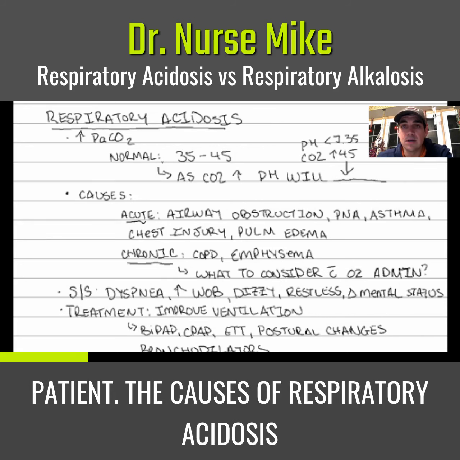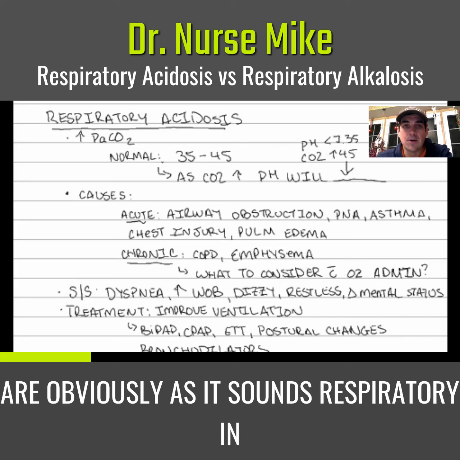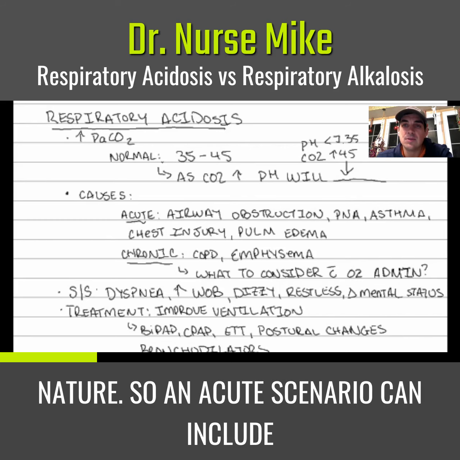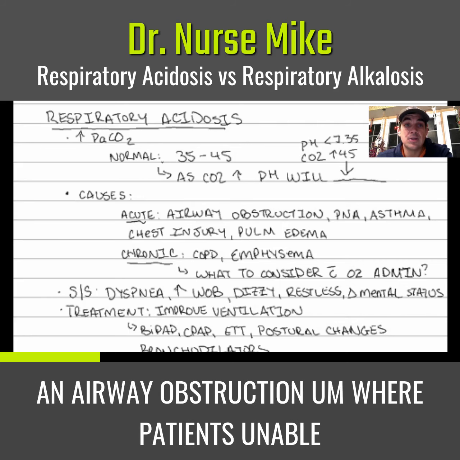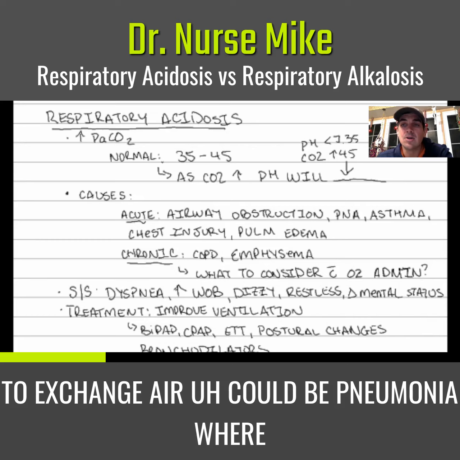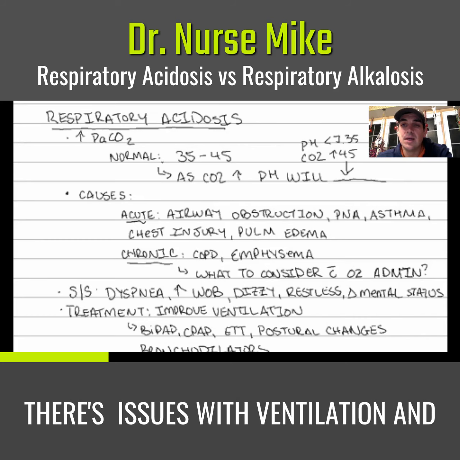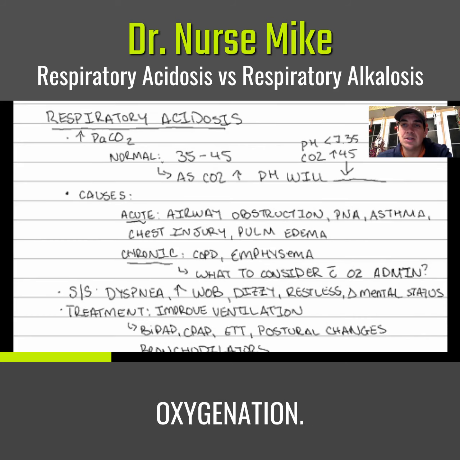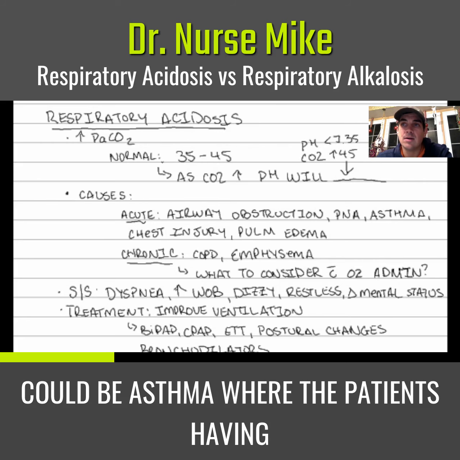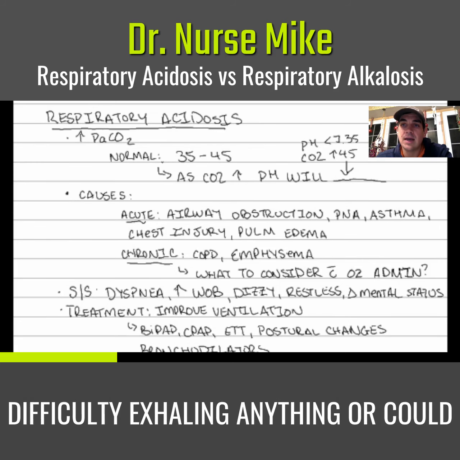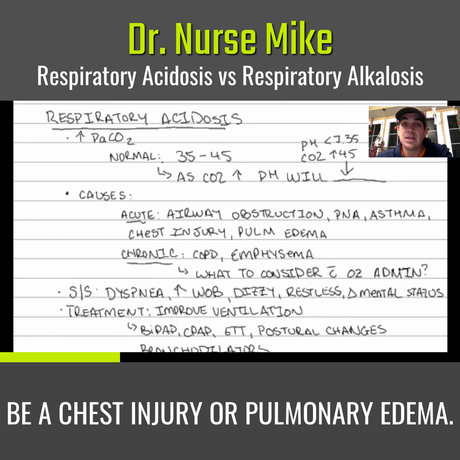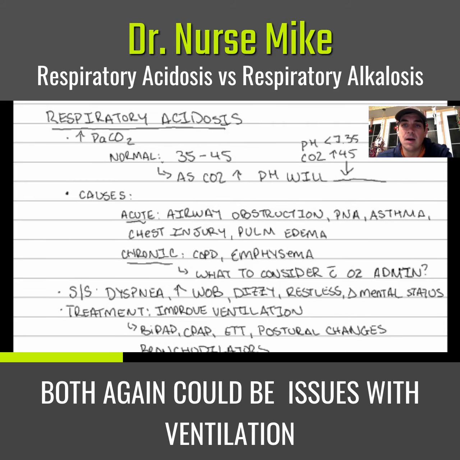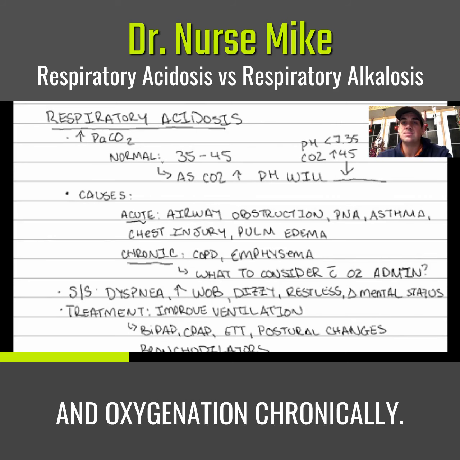The causes of respiratory acidosis are obviously, as it sounds, respiratory in nature. So an acute scenario can include an airway obstruction, where a patient's unable to exchange air. Could be pneumonia, where there's issues with ventilation and oxygenation. Could be asthma, where the patient's having difficulty exhaling anything. Could be a chest injury or pulmonary edema. Both, again, could be issues with ventilation and oxygenation.